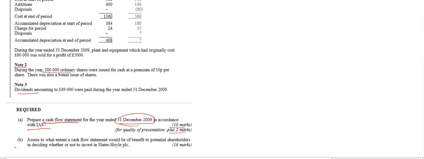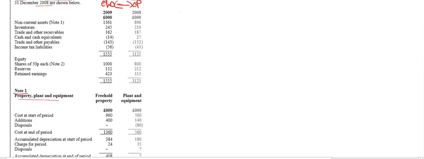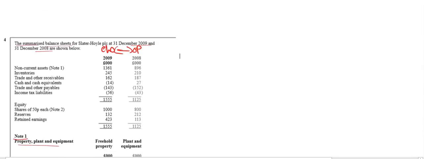Then in part B, there are 16 marks for writing, asking you to analyze the cash flow statements' benefit to the potential stakeholders. Lots of stakeholders, especially the investors, will be looking forward to seeing your cash flow statement. Are you capable of paying all the loan taken or interest taken? What is the strength of the business? Bear in mind there is no income statement given. Doesn't matter.